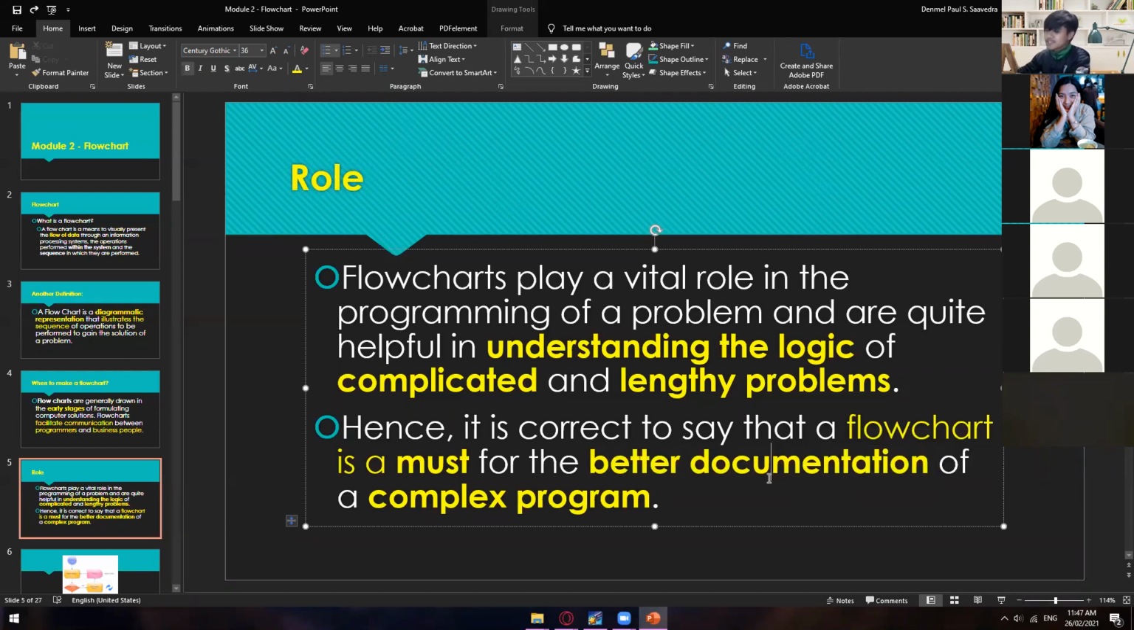Especially if you are the one who's going to create the project, and you're also the one who's going to read that flowchart. Because mostly when we are creating a flowchart, it is for the customer, not for us. So yeah, just for better documentation.